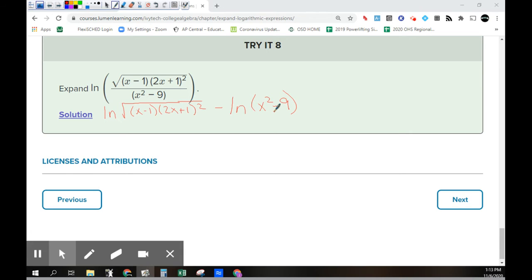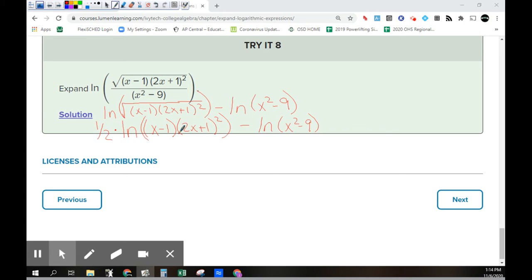It is the difference of perfect squares, so we could factor it and get some more logarithms, but I don't think we need to. This guy right here is going to be the 1/2 power. So I'm going to pull that off as the 1/2 power. It's affecting the entire argument of that natural log. So I'm going to say that's 1/2 times the natural log of x minus 1, 2x plus 1 squared. So that's my argument there, minus natural log of x squared minus 9.